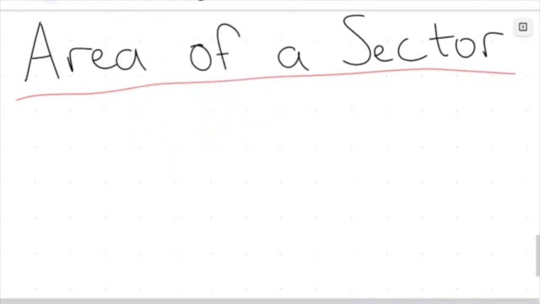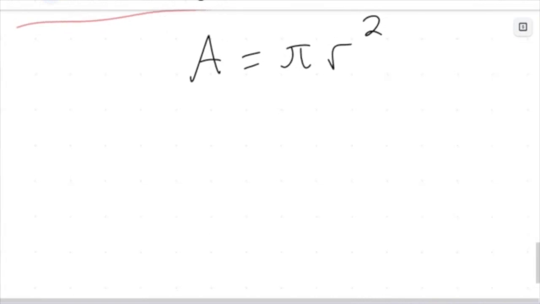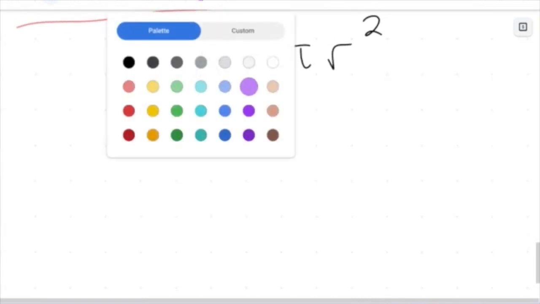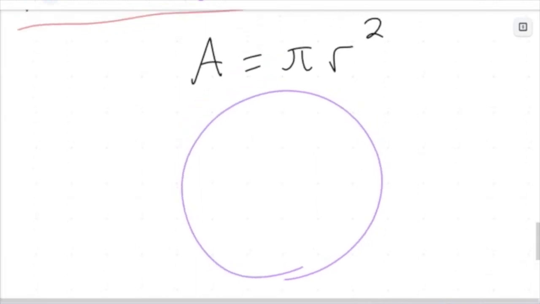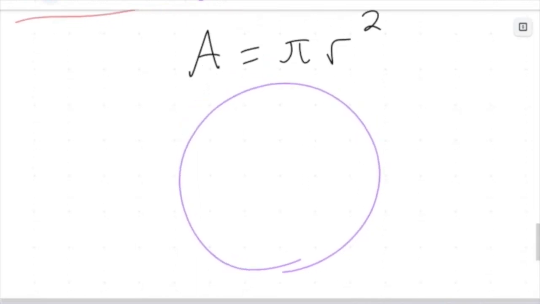Now, once again, we want to first think about what we've already learnt about the area of a circle. And the formula that we came up with in the previous video on this topic was that the area of the circle equals pi times the radius all squared. Now, if I draw up a circle, this is the formula for a whole circle, like I have here.